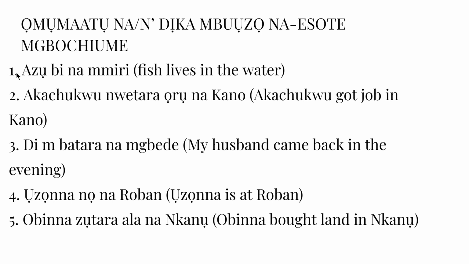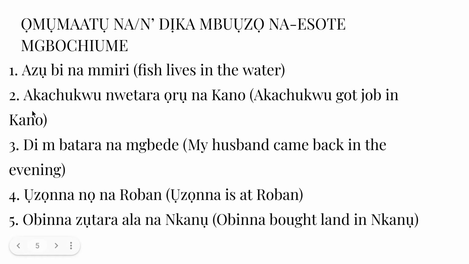Now we have examples here. Azụ bi na mmiri. Fish lives in the water. Water is mmiri. So once you say na mmiri, this is not a vowel. That is why we leave na in full.